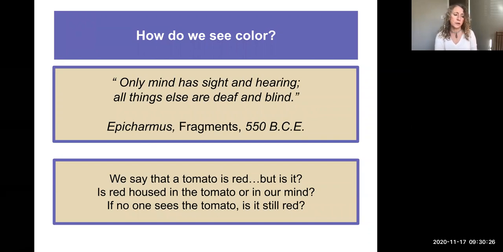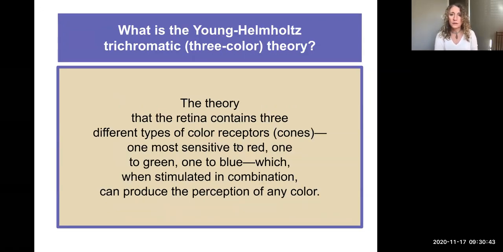That is another big component to vision, is seeing color. And, is the tomato red? Or is the red housed in the tomato, or is it actually in our mind, just our mind and the visual processing center that allows us to perceive color? So let's look at a couple theories. The first theory is called the Young-Helmholtz trichromatic theory.